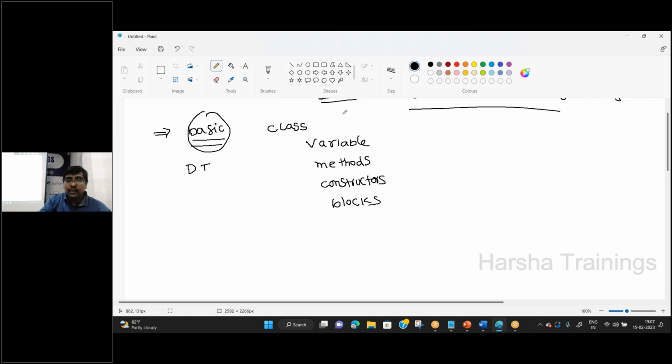Object-oriented programming means you must learn the concept of class. A class consists of variables, methods, constructors, blocks. Coming to variables, what are the different types? Static variable, non-static variable. Methods: static methods, non-static methods. Constructor: only one type is available. Block: static, non-static. These concepts are very important.